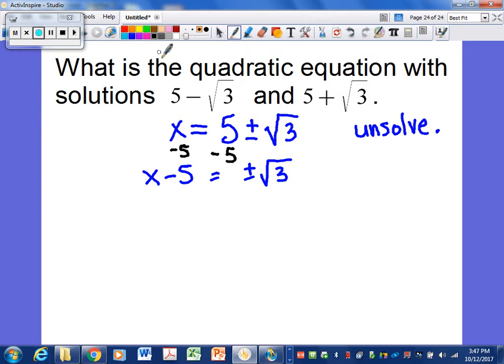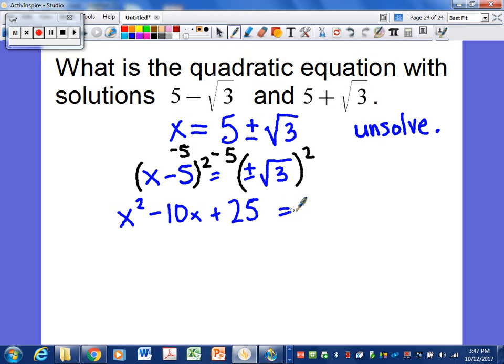My next job is to get rid of this square root, and I get rid of square roots by squaring them. That's its inverse operation. So we square both sides. I square the plus and minus radical 3, and I square the x minus 5, which is now a binomial. So when I square a binomial, I get x squared minus 10x plus 25. And on the right side, I get just the number 3, positive 3.